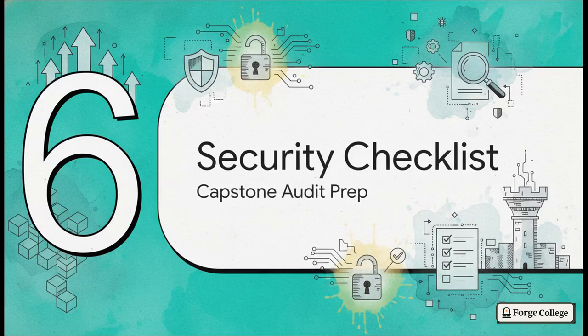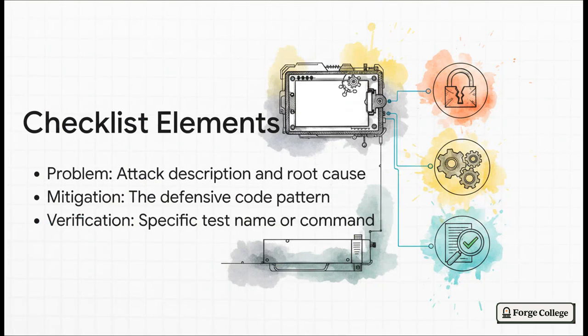Which brings us to the final phase of today's workshop. Section 6, the security checklist. Preparing for the capstone audit. To pass your capstone audit, you need to translate everything we just sketched out into a concrete, perfectly focused checklist entry. Every single item on your list needs exactly these 3 elements.